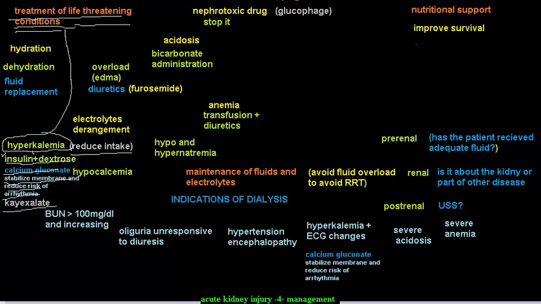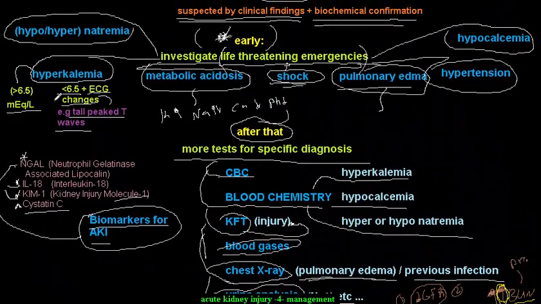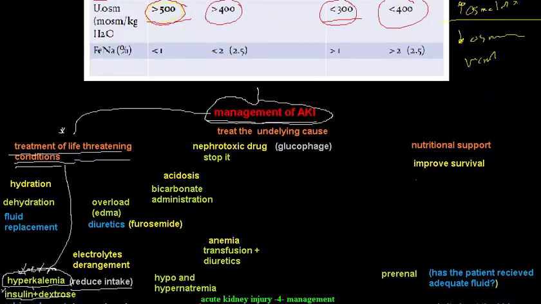We have, I told you, the electrolyte imbalance, like hyperkalemia. The most important life-threatening condition is hyperkalemia. Hyperkalemia is defined as more than 6.5 milliequivalent per liter, or less than 6.5 but with ECG changes like tall peaked T wave. So if you have hyperkalemia, how do you treat it?